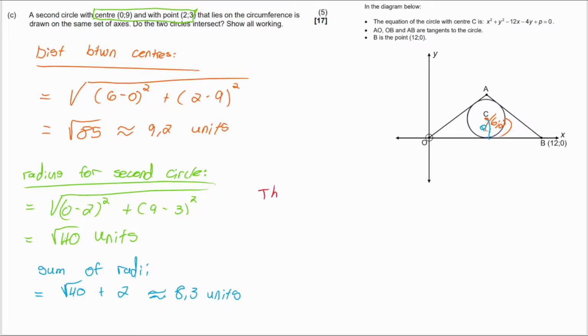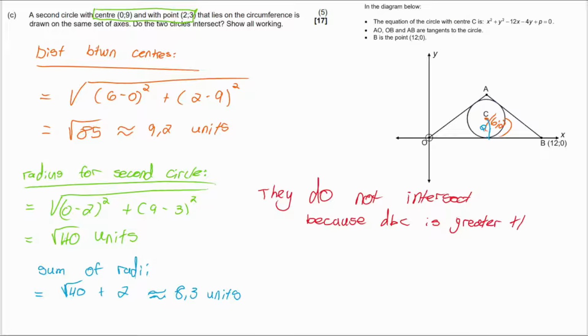So they do not intersect, and the reason here is because the distance between centers is greater than the sum of the radii. Remember, don't abbreviate over there.